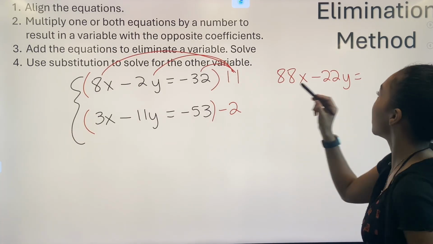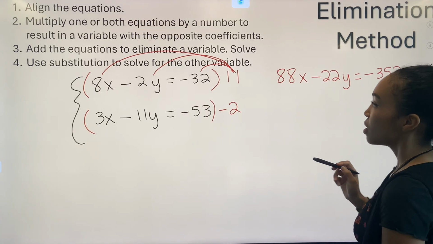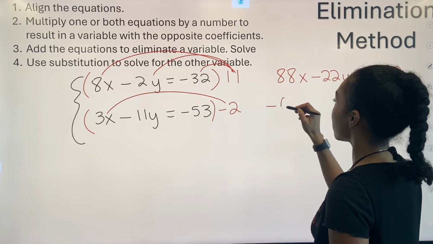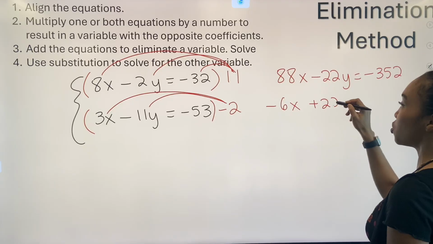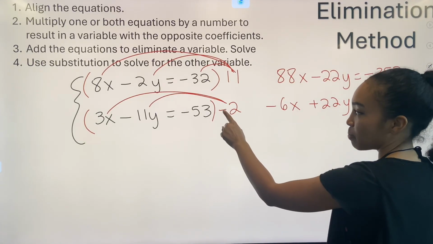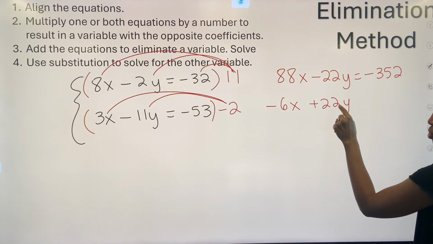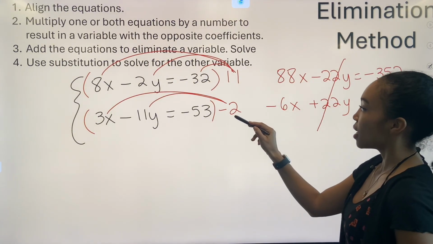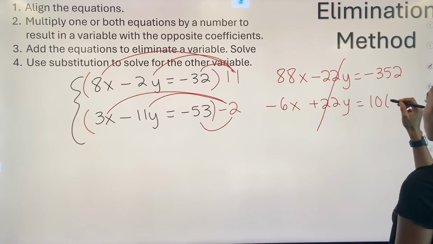And this will be -352. Next, I'll have -2 times 3x, that's -6x. That's +22y. That's why I multiplied by a negative, because a negative and a negative will give me the +22. And look, those will cancel out. -2 times -53 is 106.